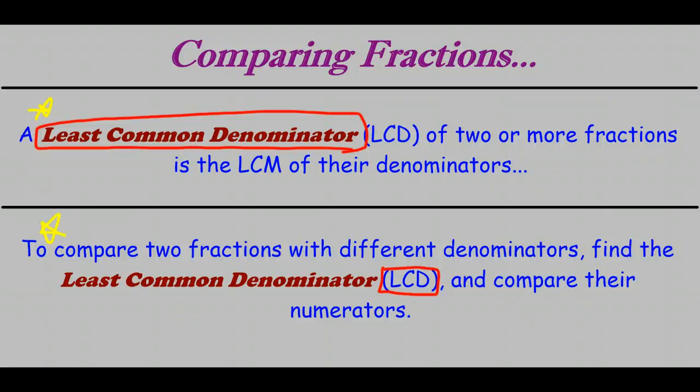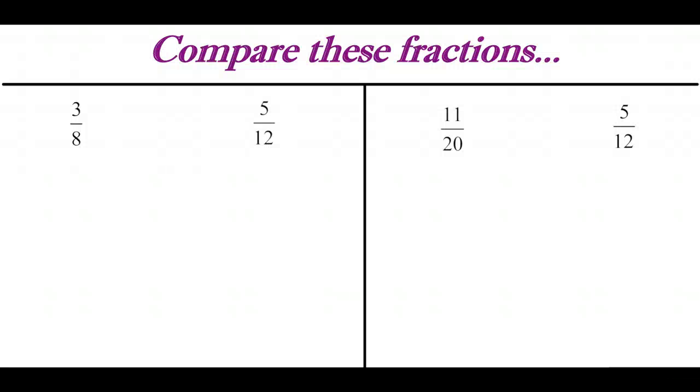So let's take this strategy then and compare a few fractions. These two fractions here, 3/8 and 5/12, 11/20 and 5/12, and we'll take you through how to do each of these. So for 3/8 and 5/12, we would need to find out something that both 8 and 12 go into.